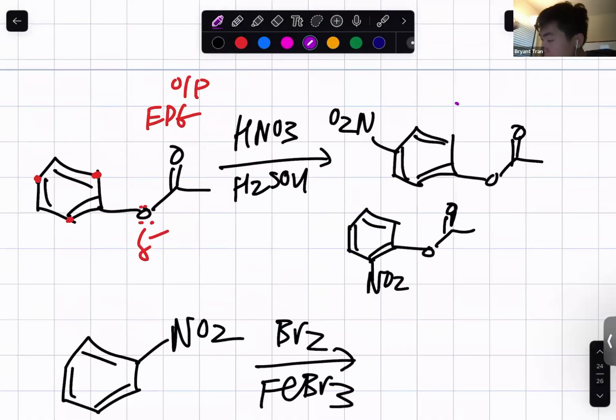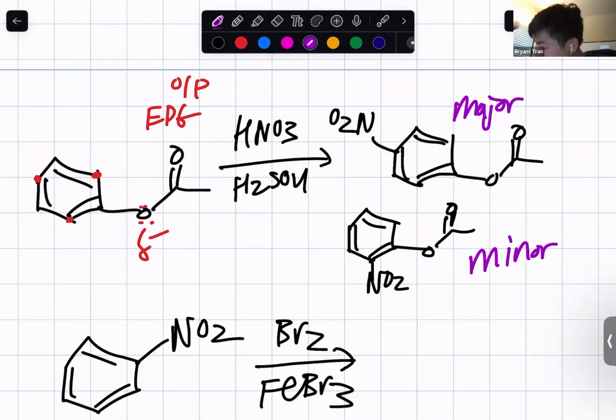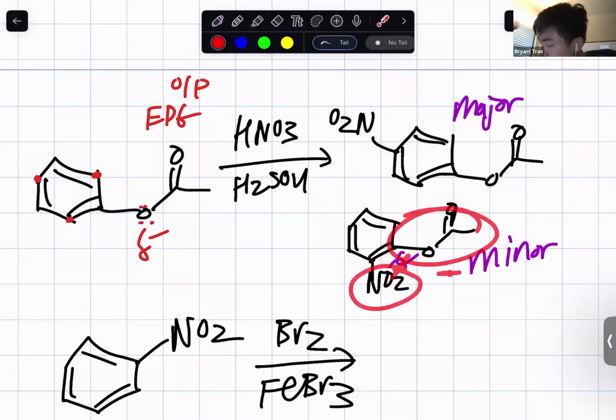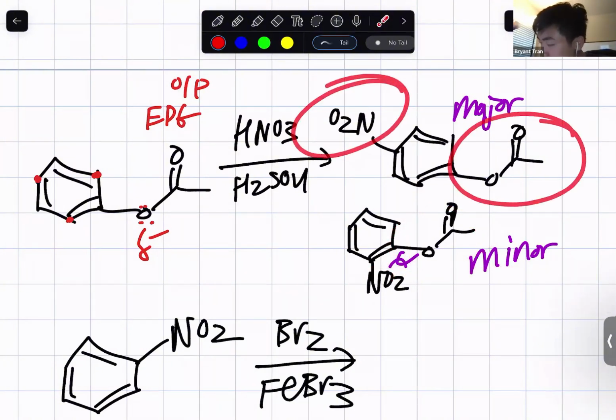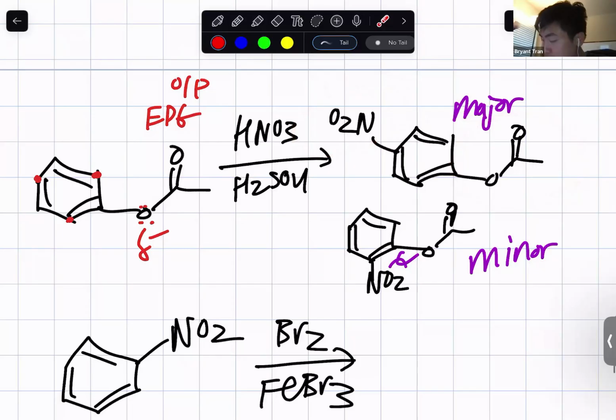Now, the para product would be major, the ortho product would be minor because of steric hindrance, right? These 2 groups are so close to each other, they're going to bump into each other, making it less stable, minor product. Whereas the para product, those 2 groups are on opposite ends of each other, avoiding steric hindrance, avoiding bumping into each other, so that would be more stable, major product.